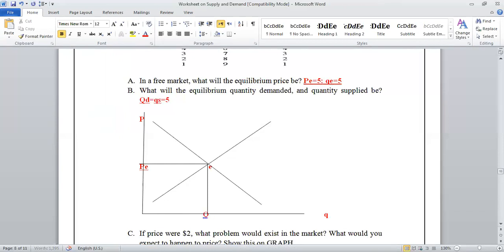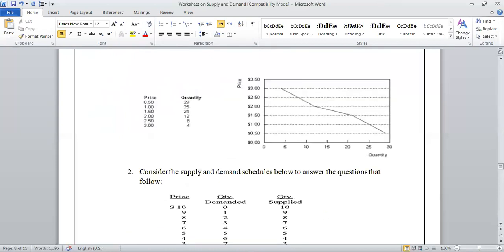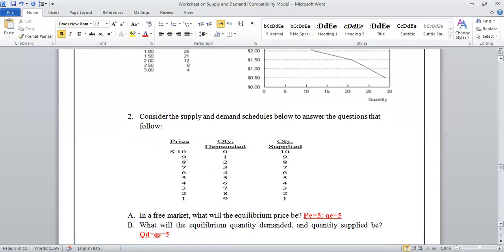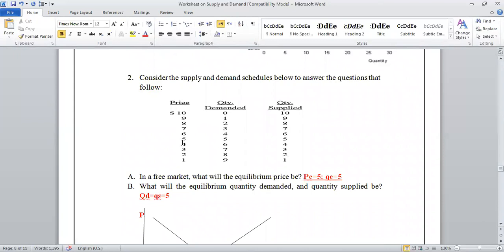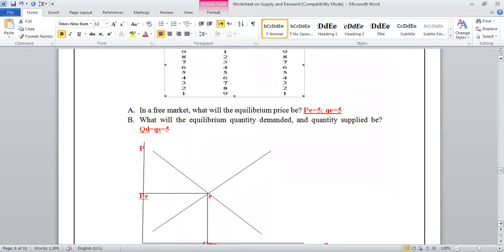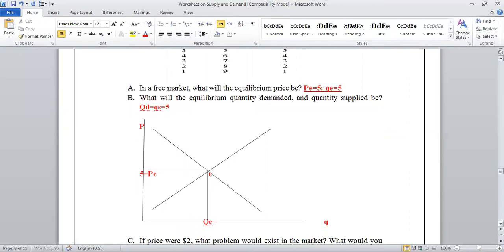I know that my equilibrium quantity is what and my equilibrium price is what. Go back here. We said what? Equilibrium price is 5 and equilibrium quantity, when quantity supplied equals quantity demanded, is also 5. So you have here your price is 5, equilibrium price is 5, and equilibrium quantity is 5 as well. Okay?